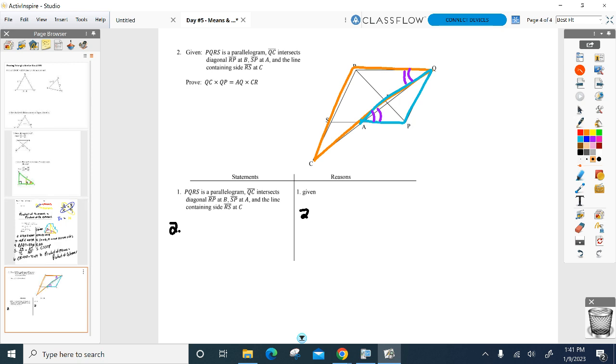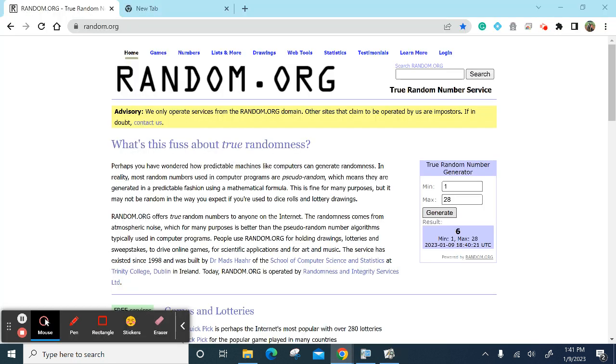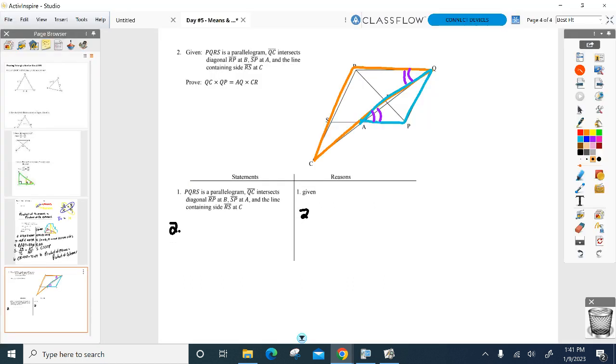Yep, alternate interior. But I'm not going to write that they're congruent in step 2. They're not congruent yet in step 2. No, come on. We're better than that. Why are they not congruent yet? Because we haven't stated that RQ and SB are parallel. I need parallel lines to do it, correct?